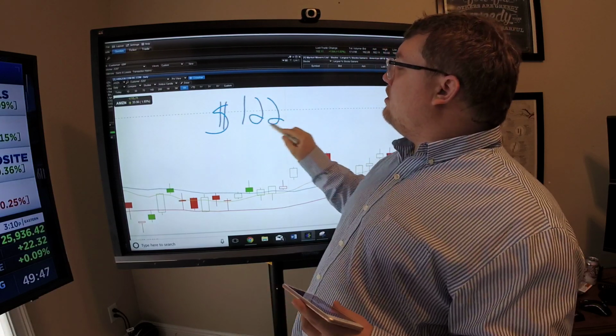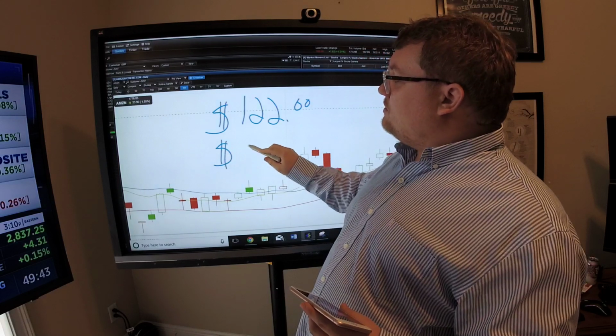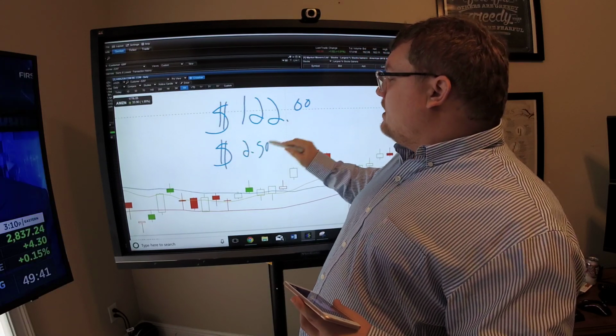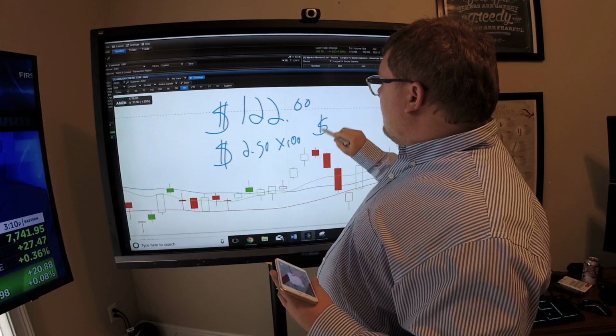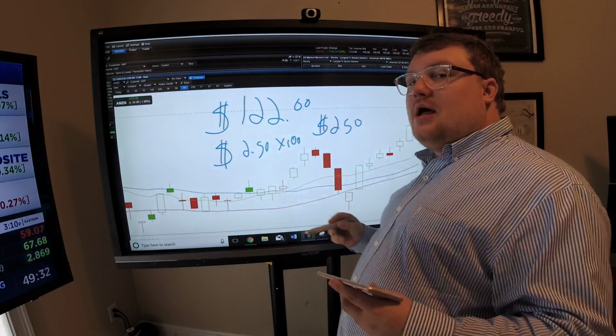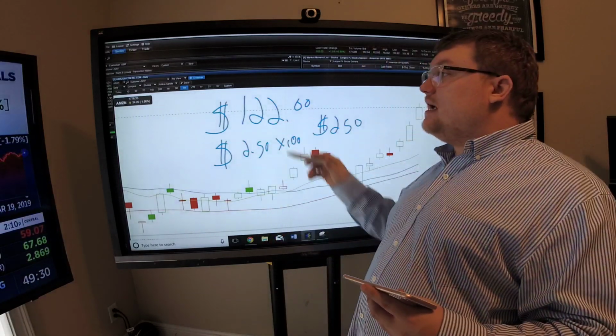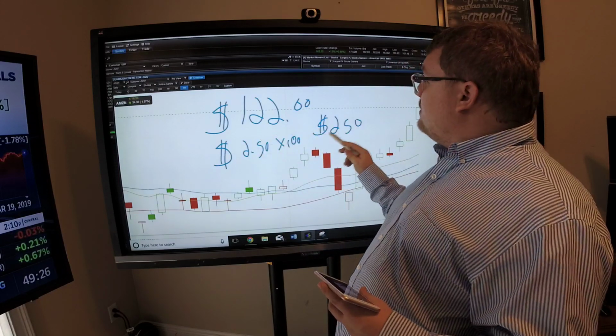It cost you $122 to be worth the max of the difference between the spread, which is 2.50. You have to multiply that by 100 shares in a contract, so $250. So if you invested $122 into a single contract of this Amazon vertical spread, the max one contract could be worth is $250.